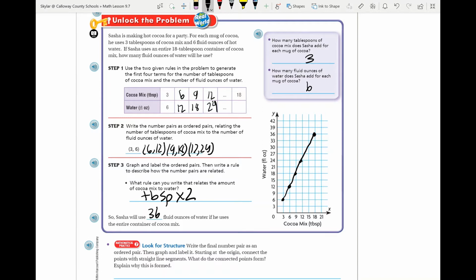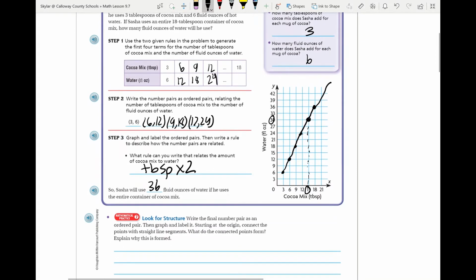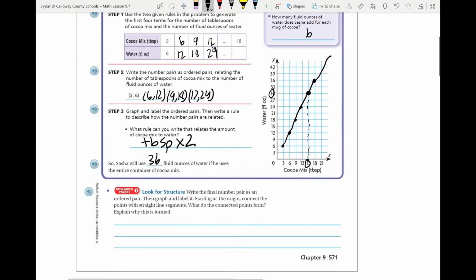Here's how that's a good advantage for us. We can look at that and predict how it's going to grow. It's going to continue to go up that way. So maybe we want to know how much it's going to be whenever we use 15. Well, we can look right there and see 15 goes up to 30. And if you check our rule, tablespoons times 2, 15 times 2 is 30. So not only does it give you a visual representation, but it shows you what it would be even if you haven't quite predicted those numbers yet.